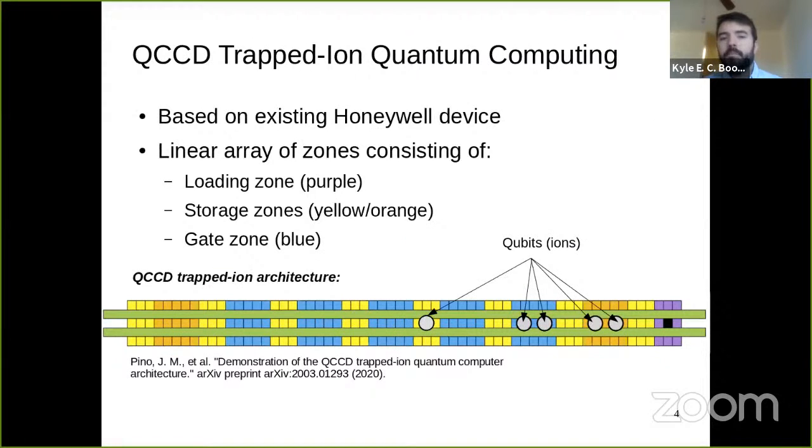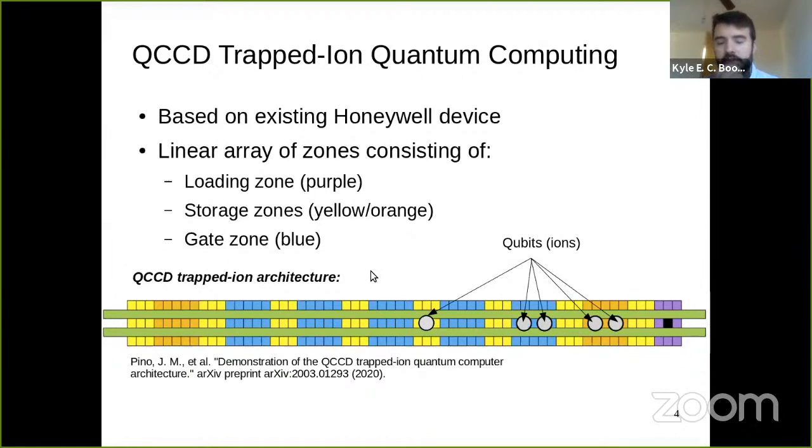So this talk is based on an existing Honeywell device that was recently presented in this archive paper by Pino et al. The idea is that a QCCD trapped ion quantum computer is essentially a long linear array that's divided into different zones. So we have loading zones denoted in purple. This is where qubits, which actually represent ions, are loaded onto the array. We have storage zones represented by yellow and orange areas.